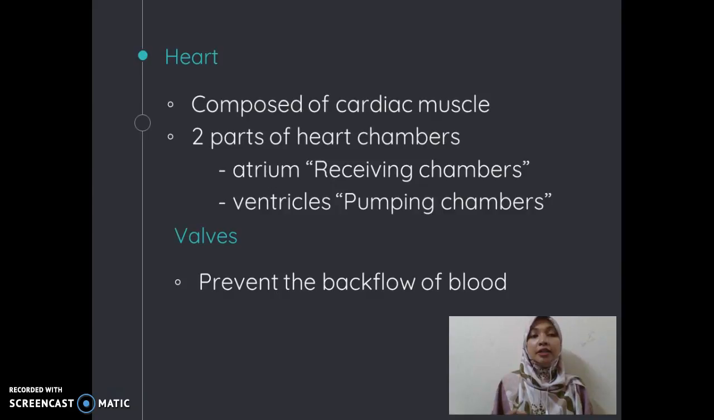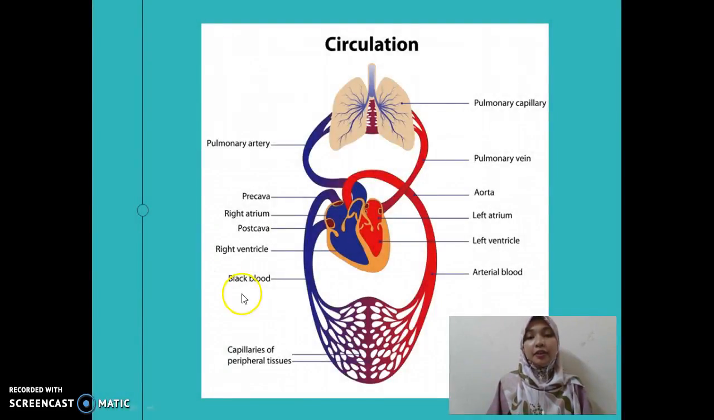Basically, the heart is composed of cardiac muscle, two upper chambers and two lower chambers, where the atrium acts as the receiving chamber and the ventricle acts as the pumping chamber. Next, inside the heart we also have valves, which function to prevent the backflow of the blood. As you can see here, there are a few valves that sit in between the atriums and the ventricles.